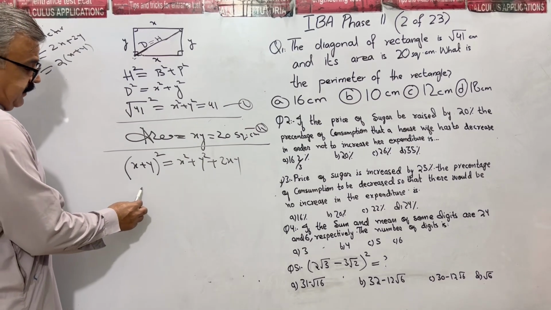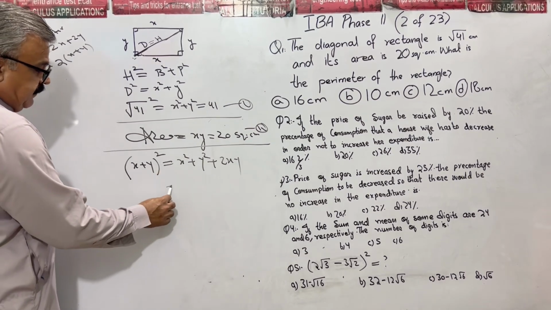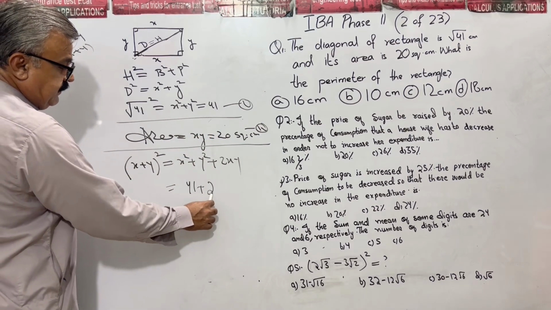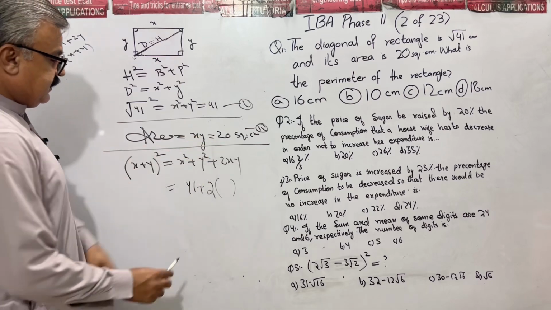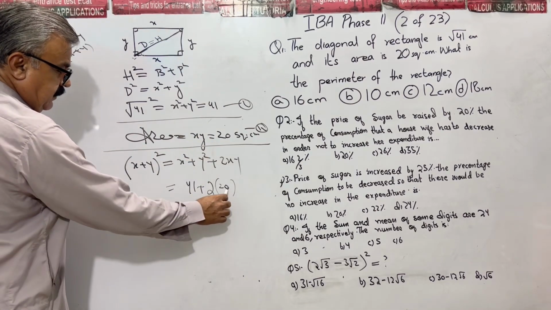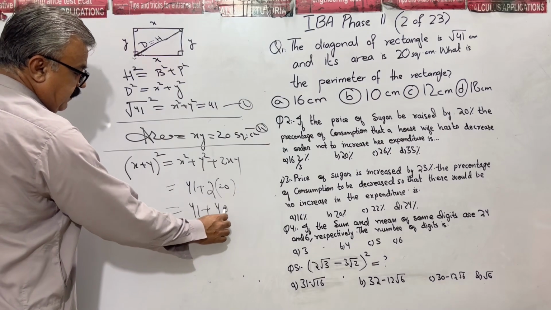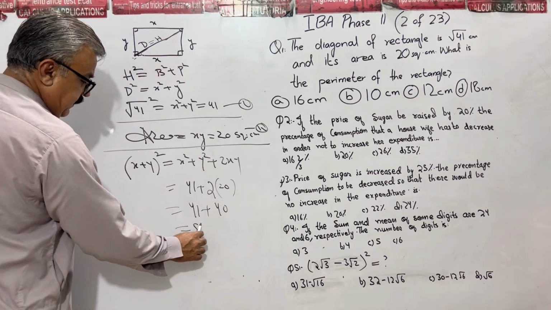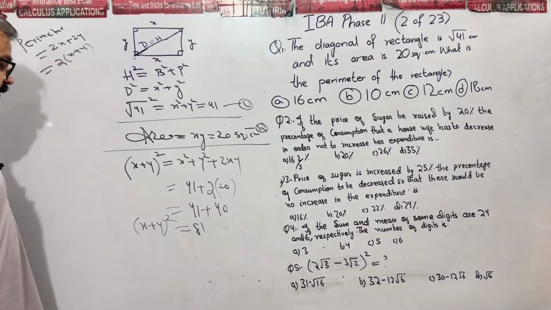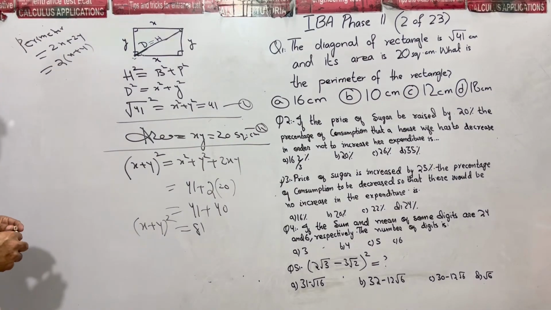X plus y whole square. We have the value of x square plus y square, that is 41, plus 2 times the value of xy, that's our 20. 41 plus 2 into 20, which is 40. So I have 81. The value of x plus y whole square is equal to 81.